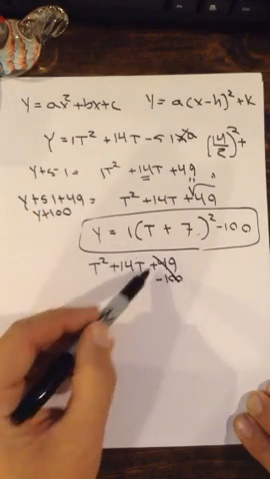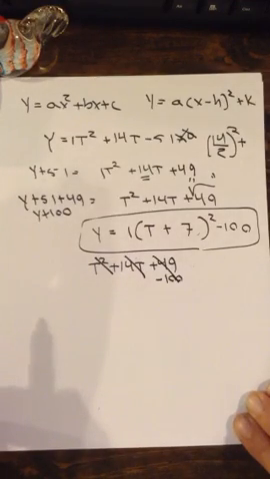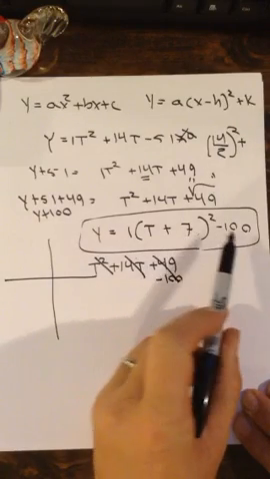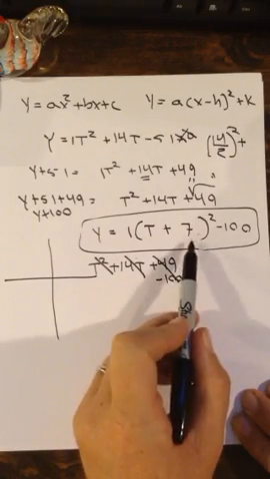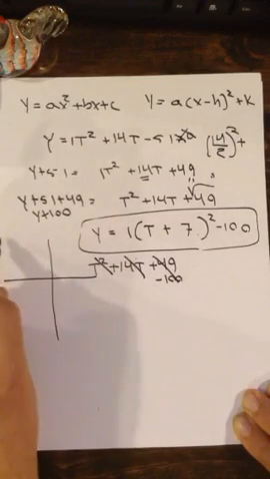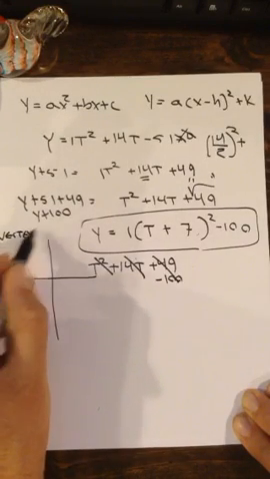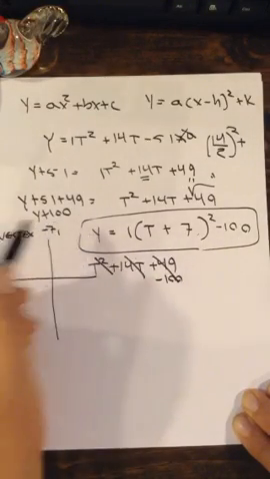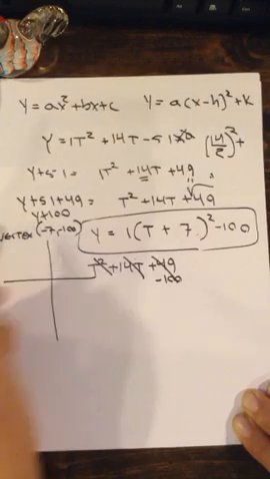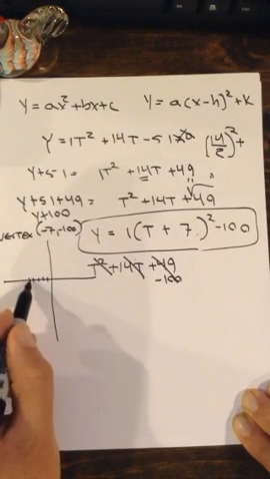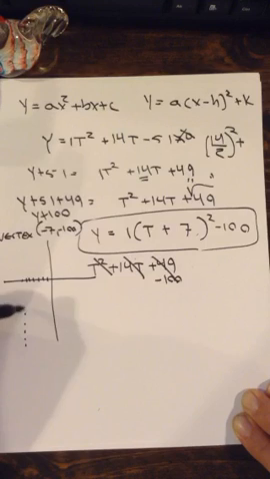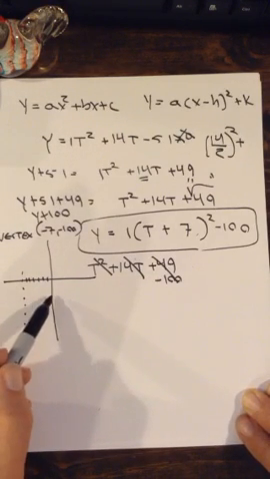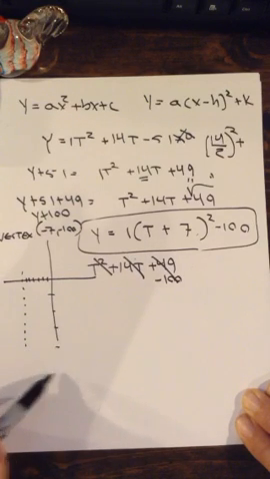Now, if I said, what's the vertex of this? We would say, opposite, same. So negative 7, negative 100, that's the vertex. And it would drop way down here. Let's say the scale is by 20s: negative 20, negative 40, negative 60. You get the idea?